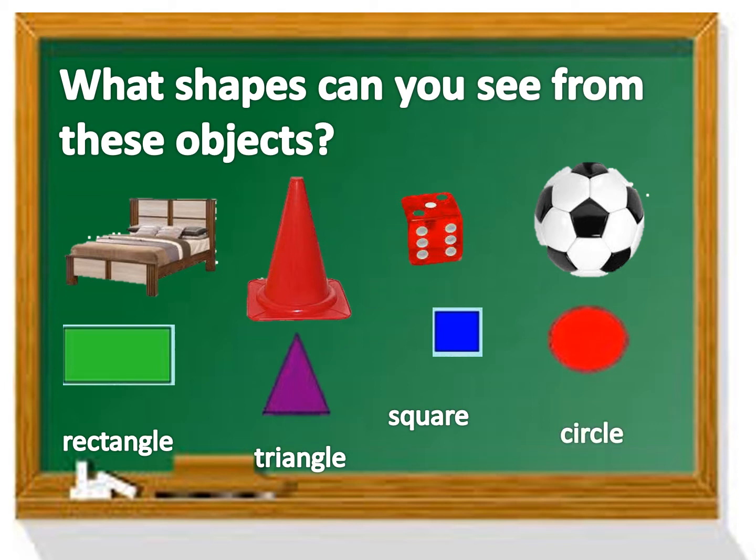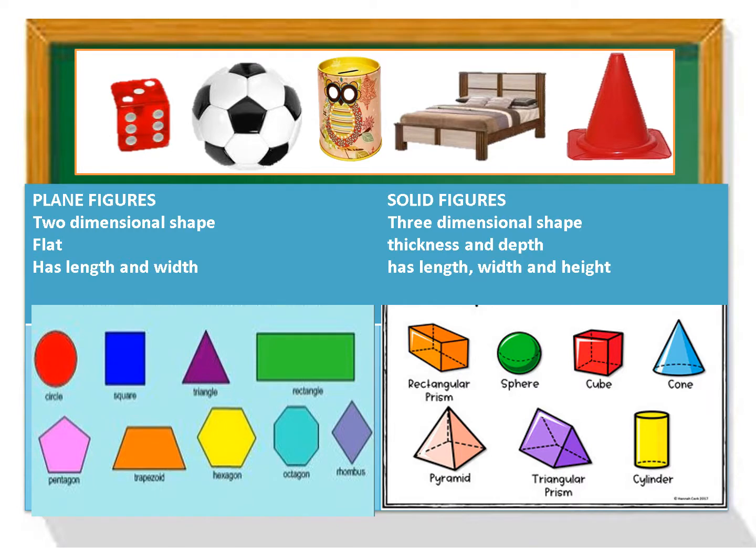Again, the shape of bed and pillows is like a rectangle, traffic cone, triangle, dice, square, and soccer ball, circle. The pictures above are examples of real solid figures: dice, soccer ball, coin bank, bed and pillows, and traffic cone.